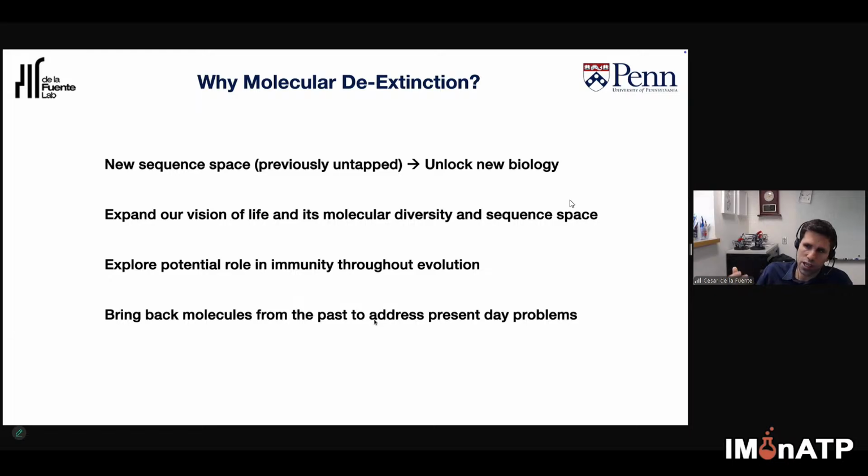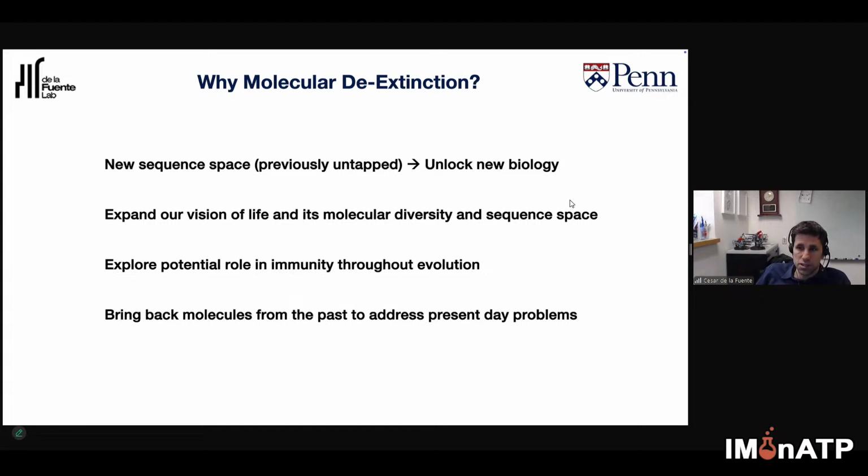This notion has already expanded how we perceive molecular diversity, how we think about it. And we believe that bringing back molecules from the past can help us address problems that we have today. If you think about it conceptually, a lot of the pathogens that are killing millions of people today have most likely never seen molecules that existed thousands or hundreds of thousands of years ago. So we're essentially bringing back a whole new arsenal to counter bacteria that are really problematic in today's society, in hospitals, killing many people.